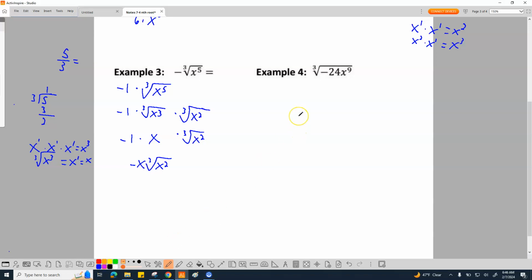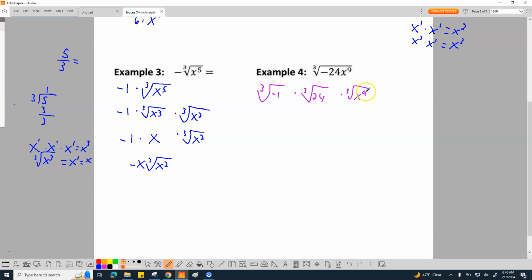I'm going to go ahead and work in purple to spare us the confusion with the other example on the screen. Example 4, cube root. Here I go. I'm going to start by breaking up every little thing into its own separate category. My cube root of negative is a -1 times the cube root of 24 times the cube root of x to the 9. Now, here's my recommendation for these.